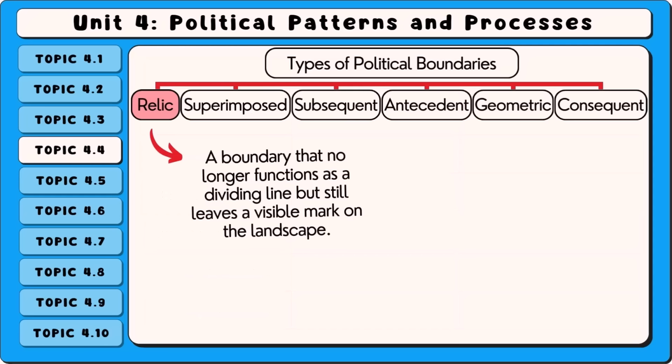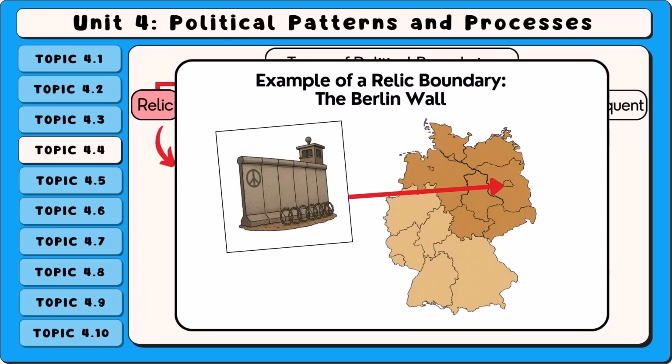A relic boundary is a boundary that no longer functions as a dividing line, but still leaves a visible mark on the landscape. It remains as a cultural or historical feature. One famous example is the Berlin Wall, which once divided East and West Berlin. Even though the wall was torn down in 1989, its path is still marked in the city, and the cultural divide it created can still be felt.